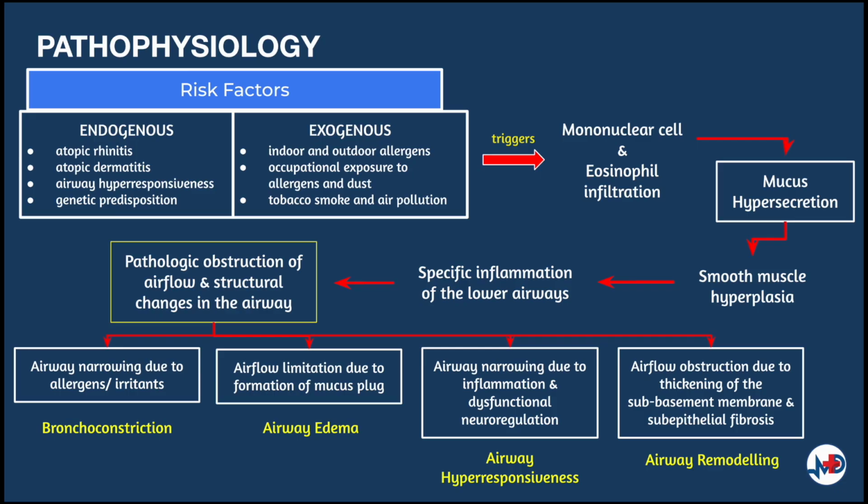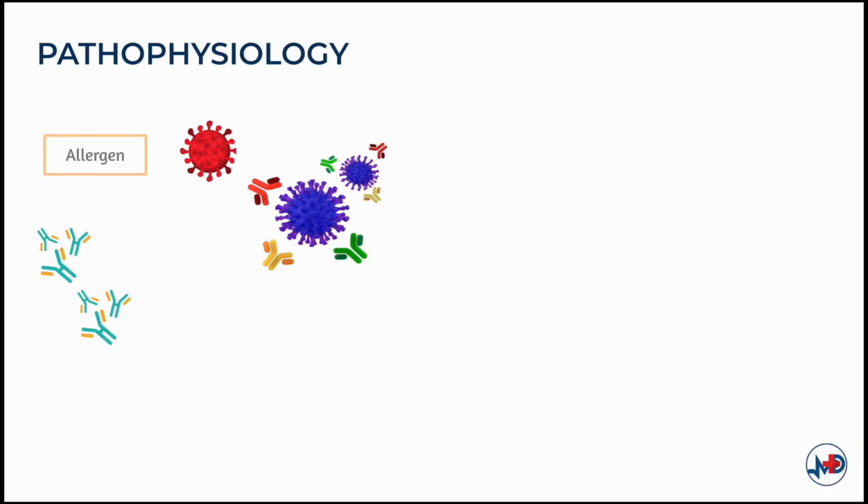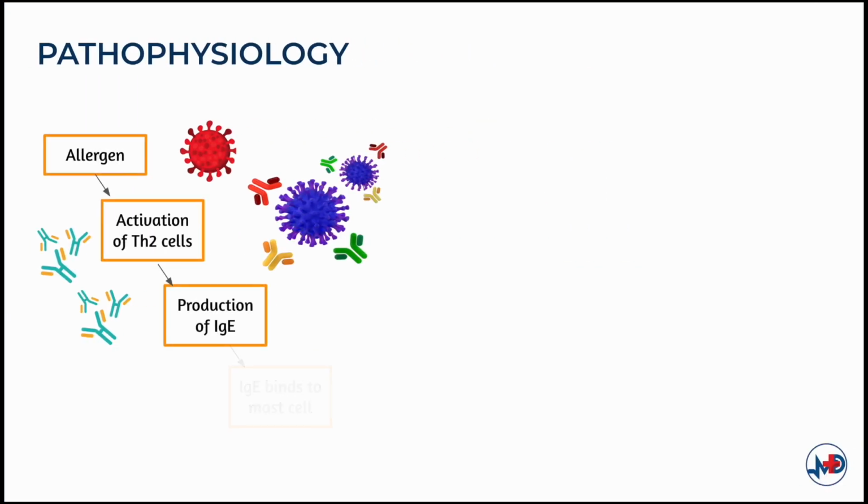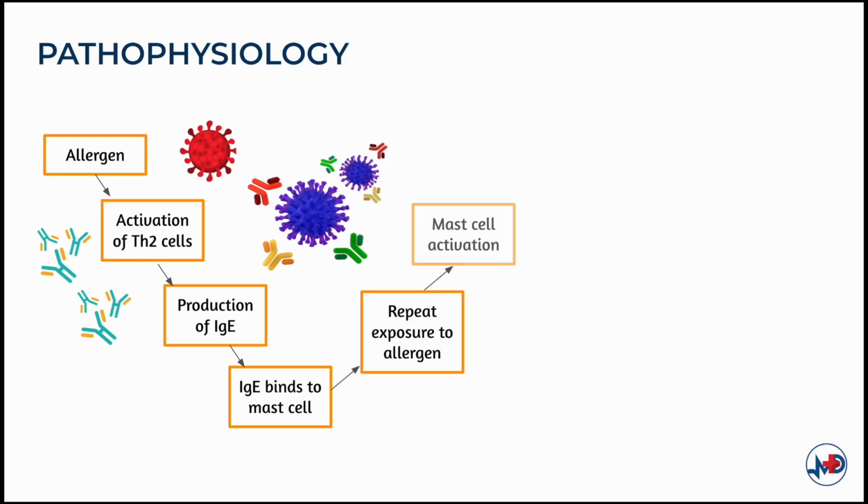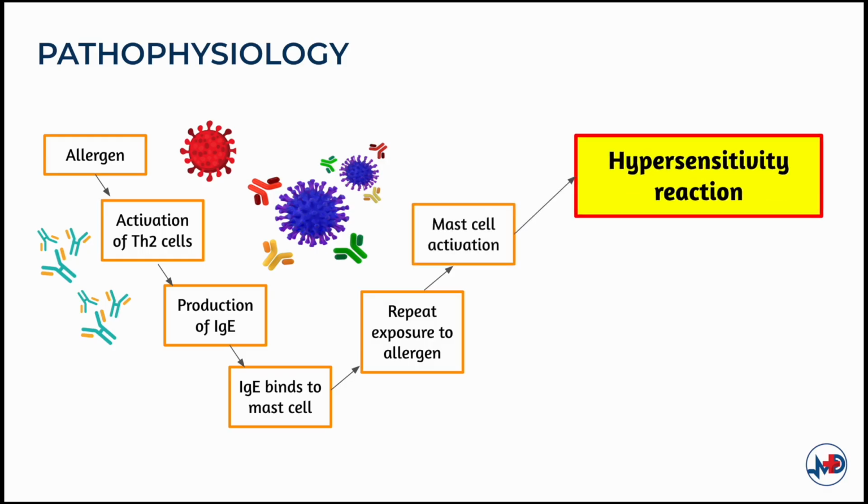Airflow limitation in asthma is recurrent and caused by a variety of changes in the airway, and these include bronchoconstriction, airway edema, airway hyperresponsiveness, and airway remodeling. So the pathophysiology is complex, and as mentioned earlier, there are three main components which involve airway inflammation, intermittent airflow obstruction, and bronchial hyperresponsiveness. Asthma is usually mediated by immunoglobulin E and precipitated by an allergen.